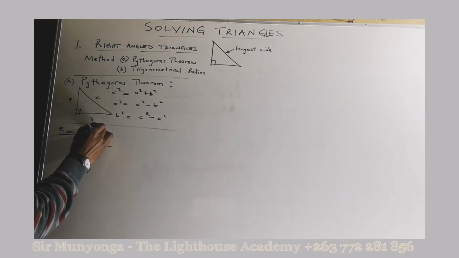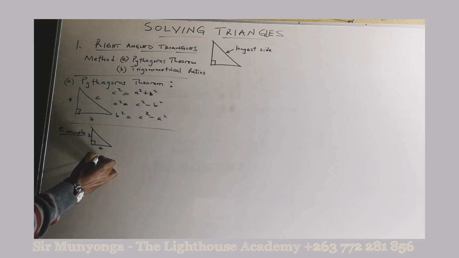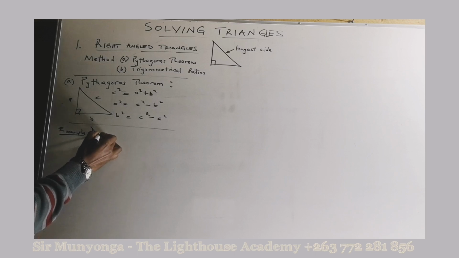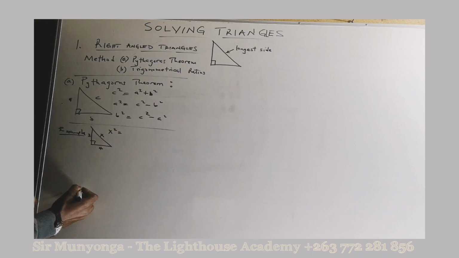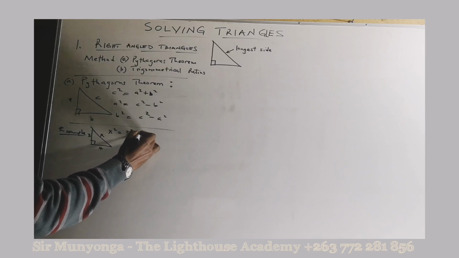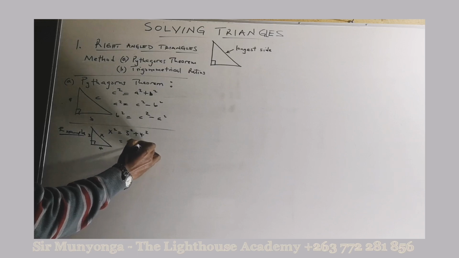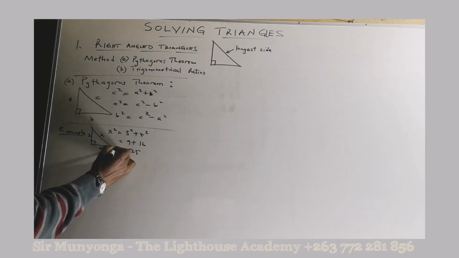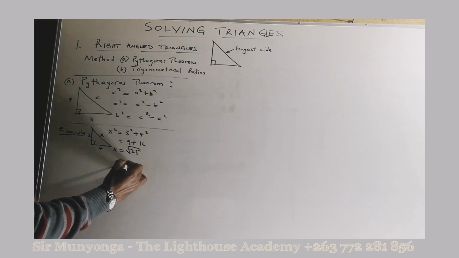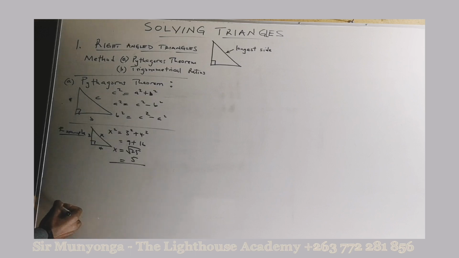Let's take a right angle triangle. We are given sides 3 centimeters and 4 centimeters, and we are required to find the longest side. So the longest side, x squared, will be equal to 3 squared plus 4 squared. 3 squared is 9, 4 squared is 16. 9 plus 16 is 25. To remove the power of 2, we introduce the square root. So x will be equal to 5.